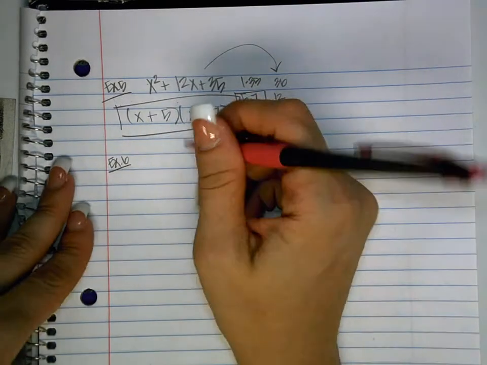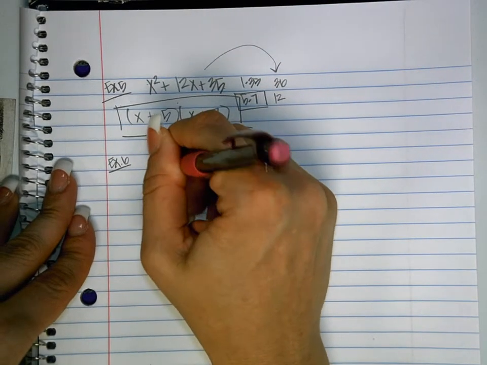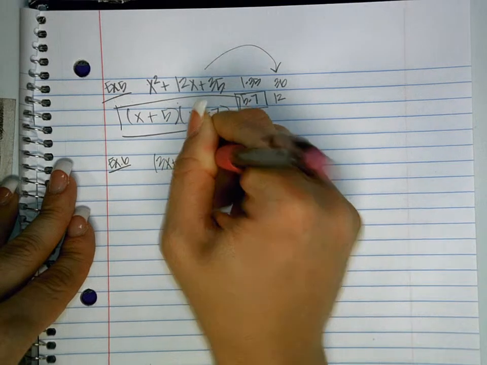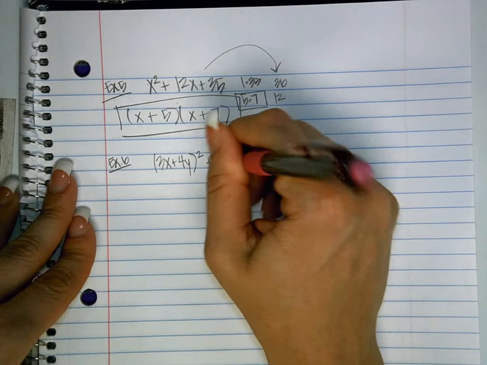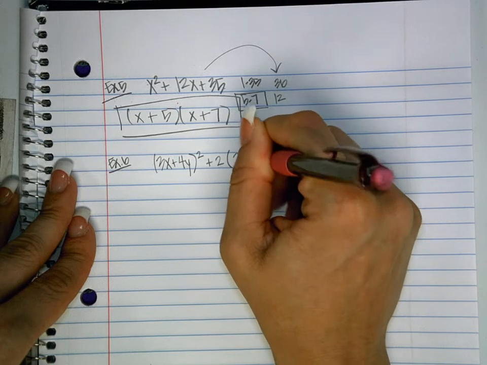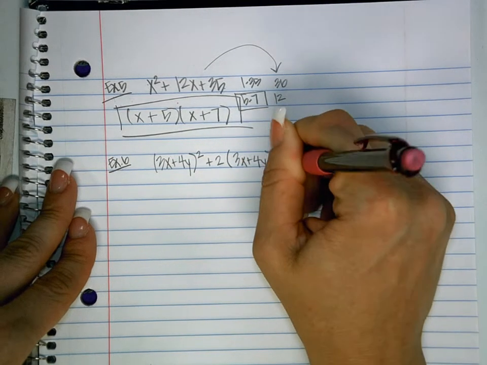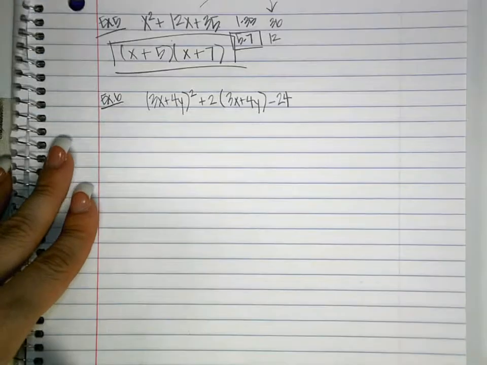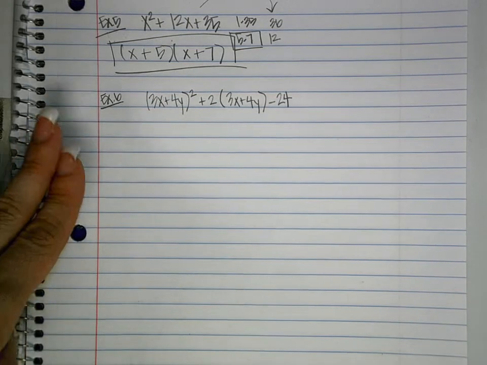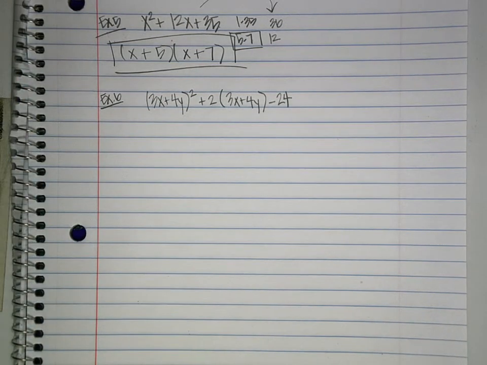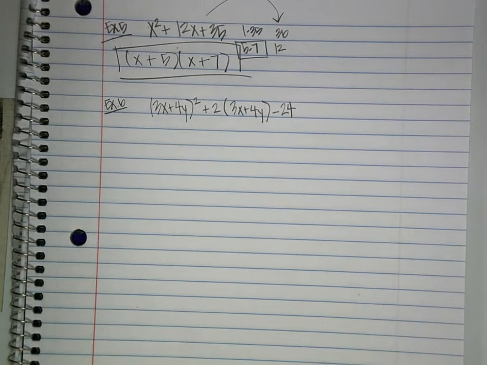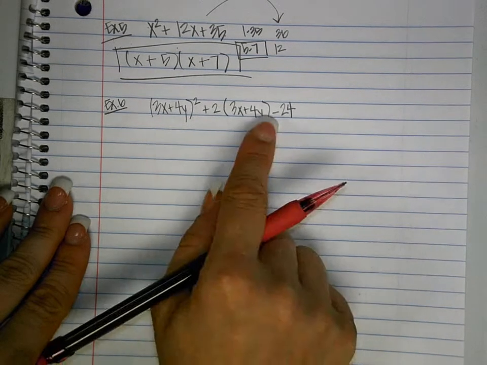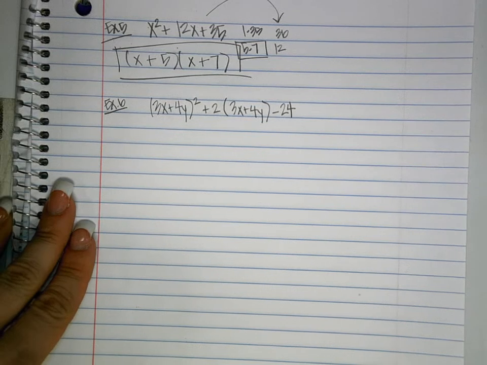Number 6. If I give you 3x plus 4y quantity squared plus 2 times 3x plus 4y minus 24. Now, on the difference of squares problems, if you didn't want to substitute, it was a little bit easier to negotiate. These are a little more difficult because they just look so big, okay? Don't worry about these. These are quantities, okay? If it's ever a parentheses, it's pretty much telling you this is a quantity.